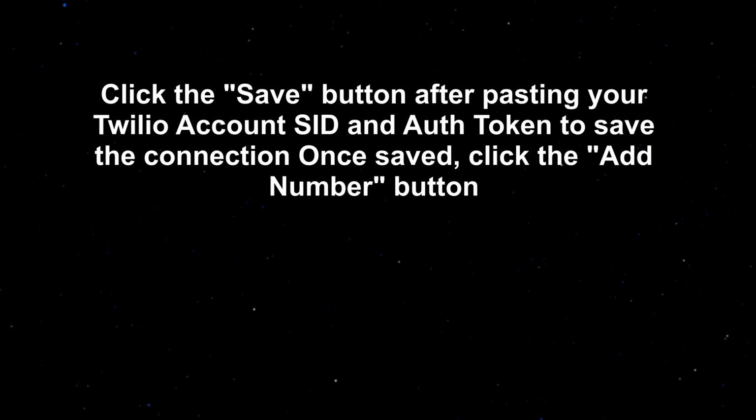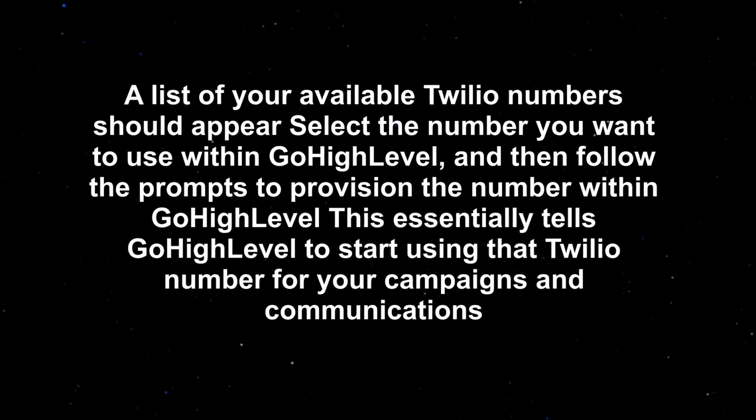Once saved, click the Add Number button. A list of your available Twilio numbers should appear. Select the number you want to use within GoHighLevel, and then follow the prompts to provision the number within GoHighLevel. This essentially tells GoHighLevel to start using that Twilio number for your campaigns and communications.